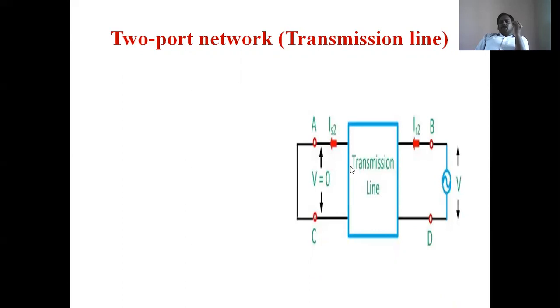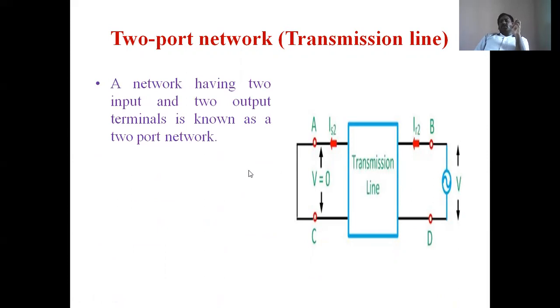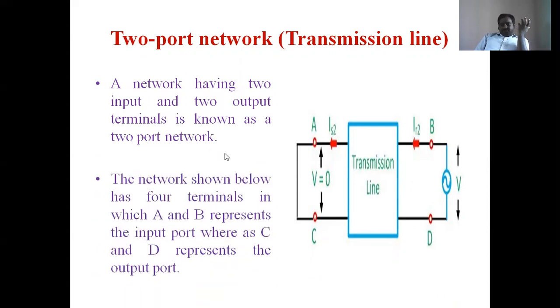A network which consists of two ports, one input port and another output port. Each port has two terminals. That's why a two-port network is defined as a network having two input and two output terminals. The network shown below has four terminals, in which A and B represent the input port, and C and D represent the output port. This is the input port of the transmission line or two-port network, and this is the output port.